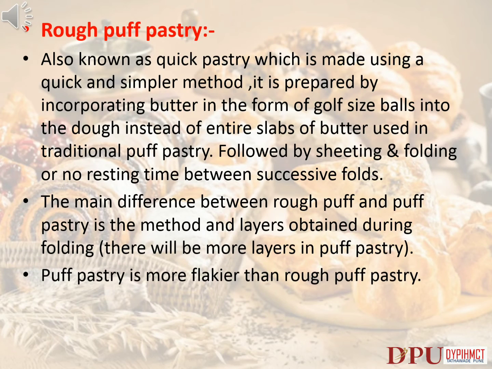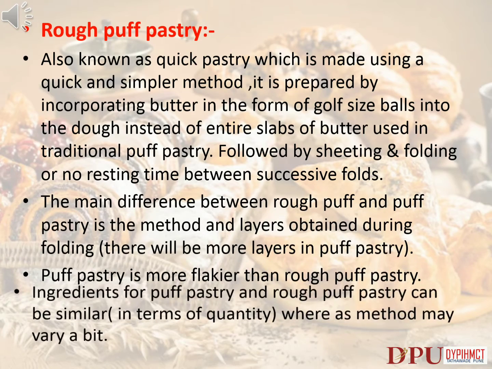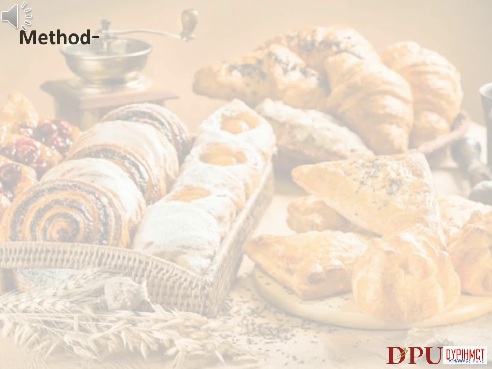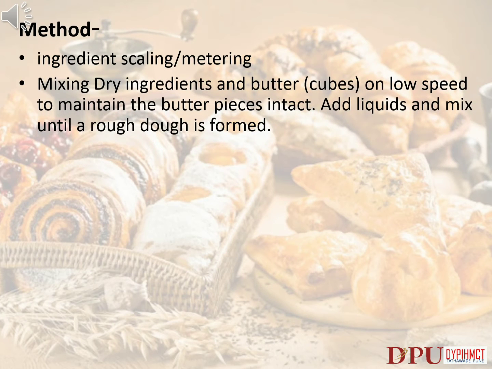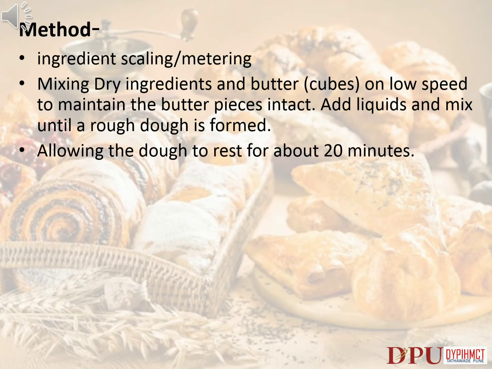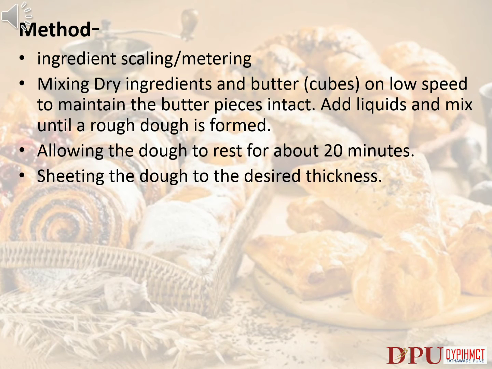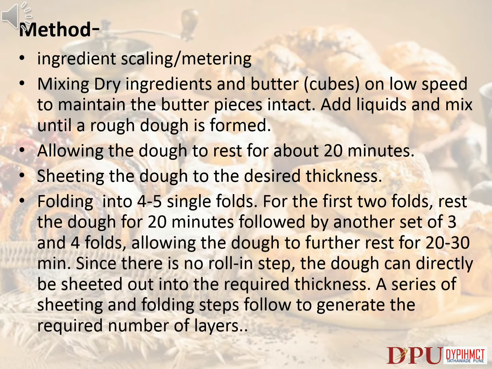Ingredients for puff pastry and rough puff pastry can be similar in terms of quantity, whereas the method may vary a bit. Method: Ingredient scaling, metering. Mixing dry ingredients and butter cubes on low speed to maintain the butter pieces intact. Add liquids and mix until a rough dough is formed, allowing the dough to rest for about 20 minutes. Sheeting the dough to the desired thickness. Folding into 4 or 5 single folds. For the first 2 folds, rest the dough for 20 minutes, followed by another set of 3 and 4 folds, allowing the dough to further rest for 20 to 30 minutes.